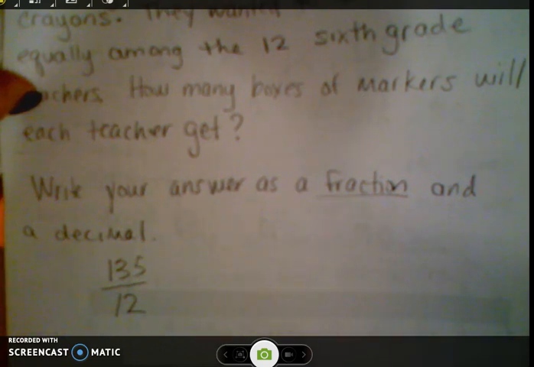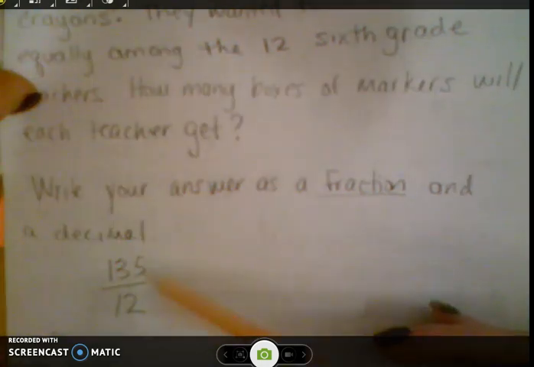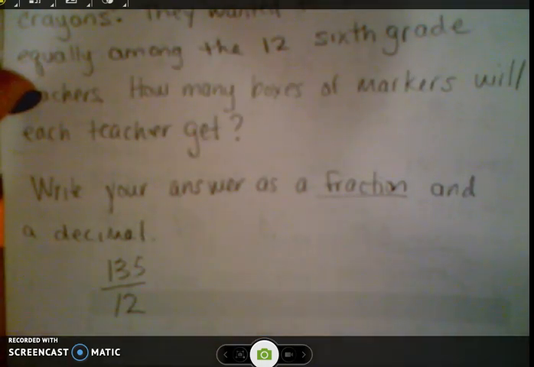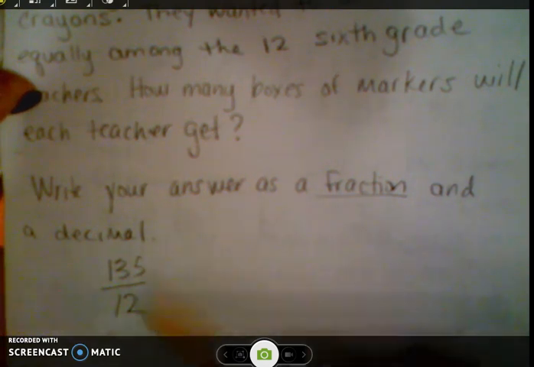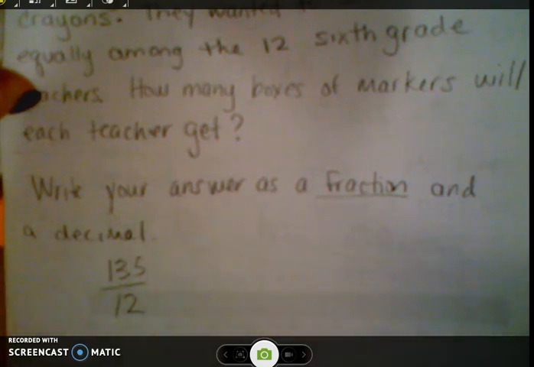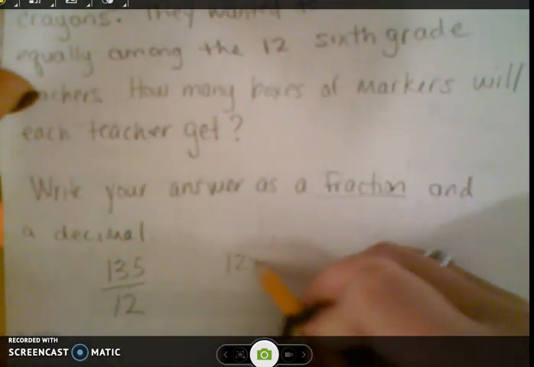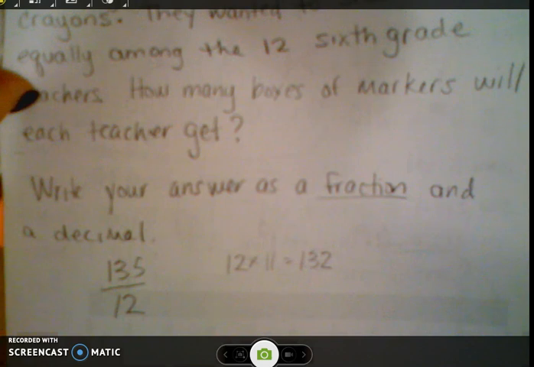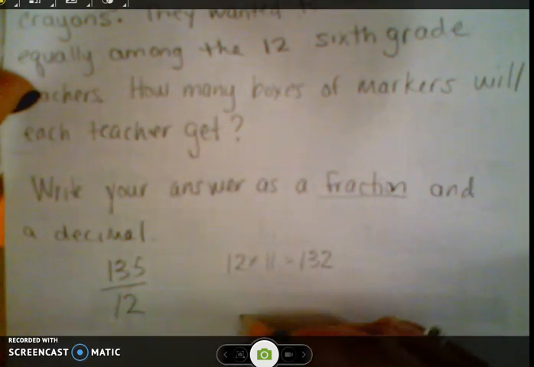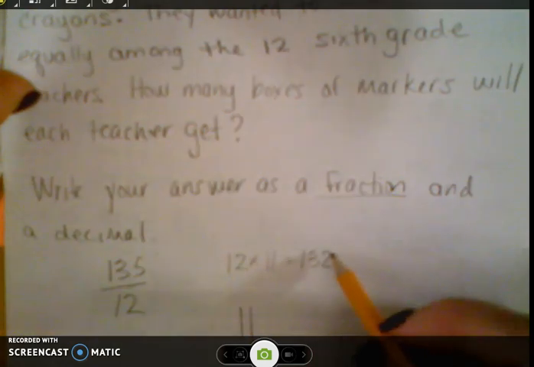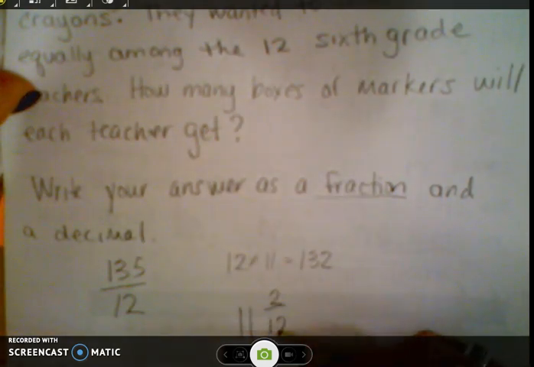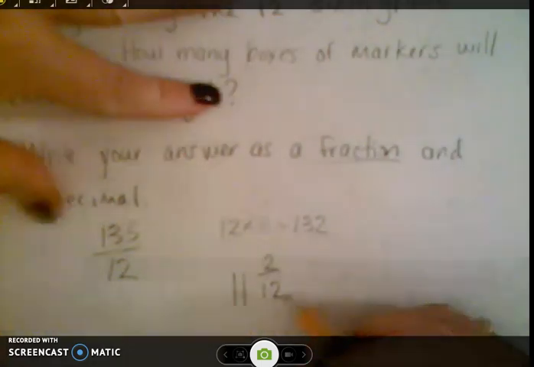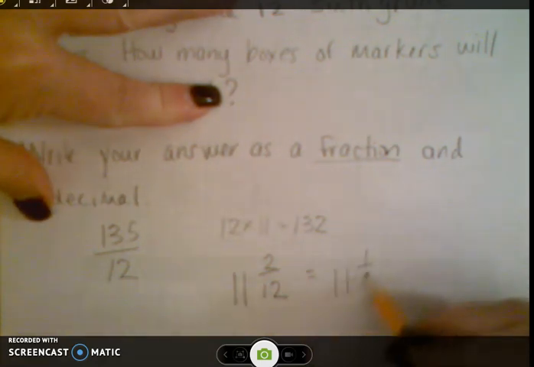But if I want to make a little bit more sense out of this problem, I want to know how many whole boxes and how many parts of boxes I will get. I want to know how many times 12 goes into 135. I know 12 times 12 is 144, and that's too much, but 12 times 11 is 132 with a remainder of 3. So that means each teacher can get 11 boxes with the remainder of 3/12. I know that 3/12 is also equivalent to 1/4.